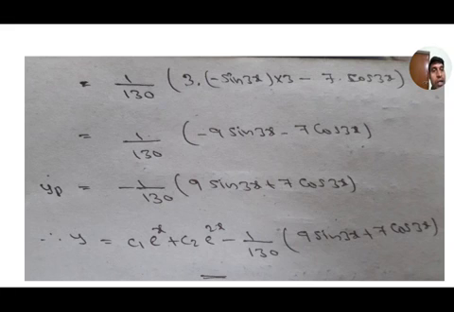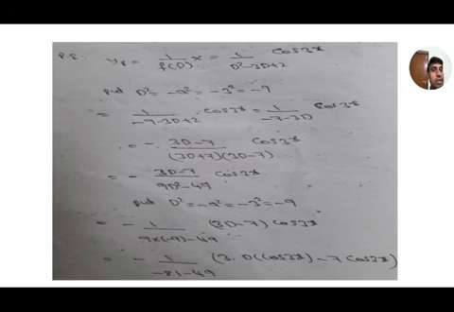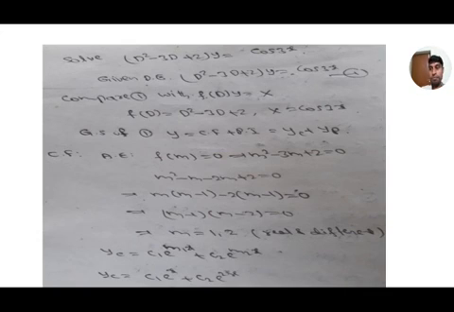Minus is common. Minus 1 by 130, 9 sin 3x plus 7 cos 3x. That is, y equal to the general solution c1 e to the power of x plus c2 e to the power of 2x minus 1 by 130, 9 sin 3x plus 7 cos 3x. Write down the problem.